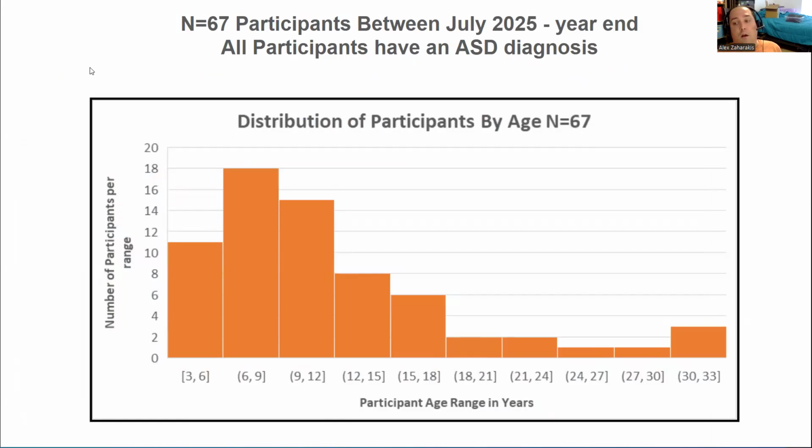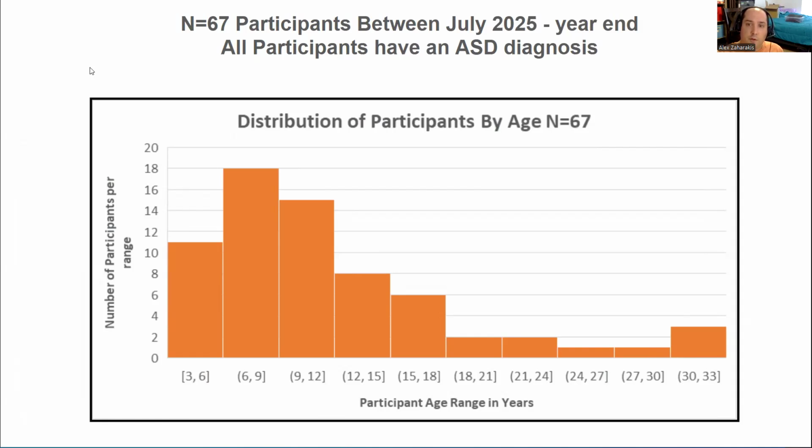So there were originally 72 participants between July 2025 and the end of 2025. 5 of those had indicated that they had PANS or PANDAS specifically, because we work with all types of special needs situations, and we separated that from the data that we wanted to present here, which is specifically ASD diagnosis only, as reported by a parent or a caregiver or caretaker.